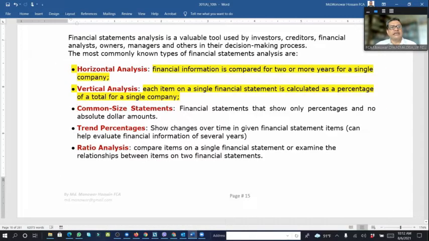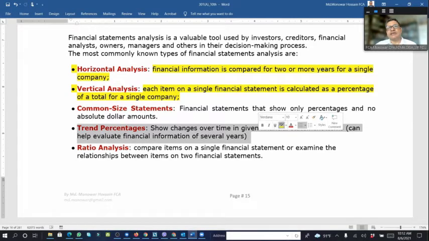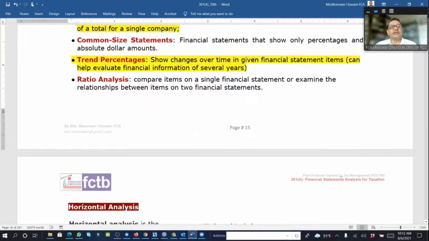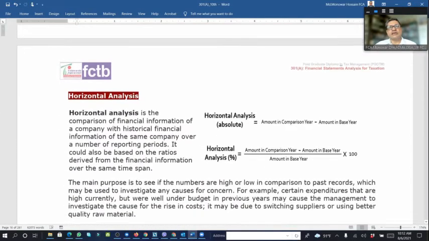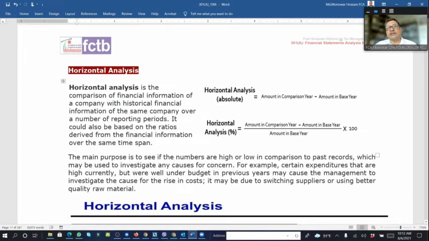And some trend analysis. It shows the trend of where the company is going. That means ratio analysis, another vital part. So here we can calculate horizontal analysis this way. In horizontal analysis, the absolute figure is the amount in the compare year minus the amount in the base year.